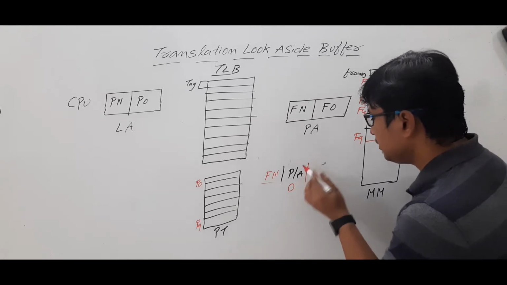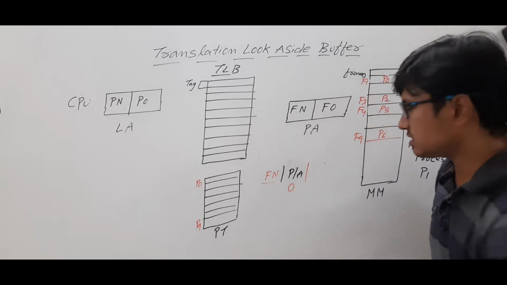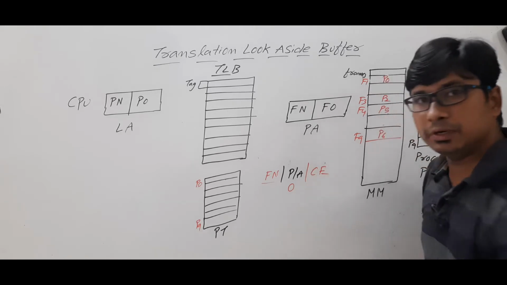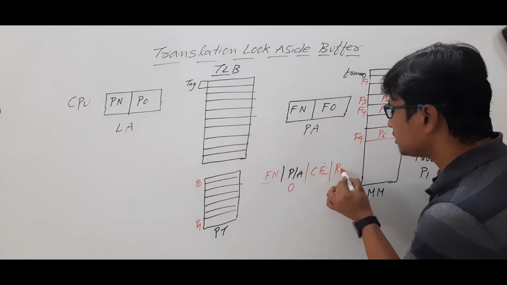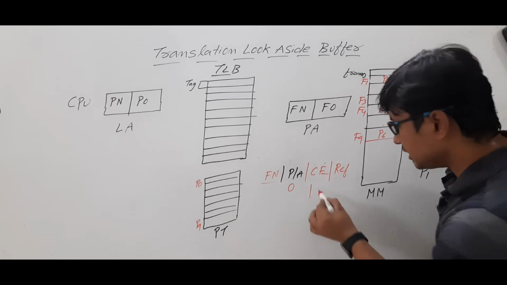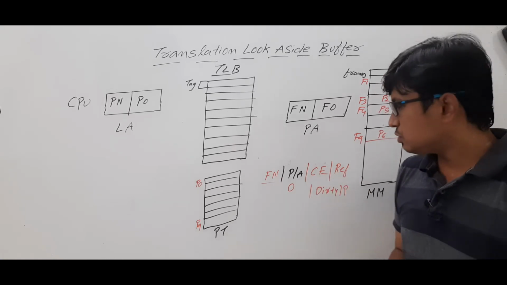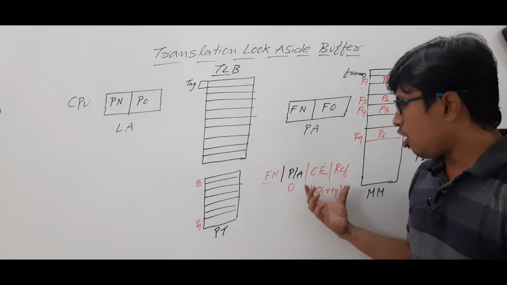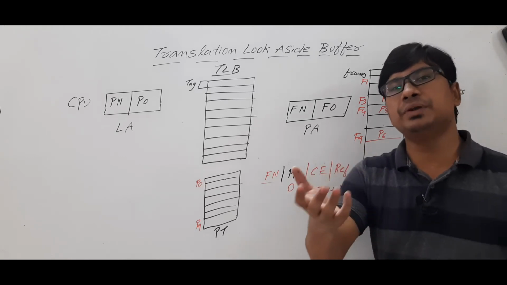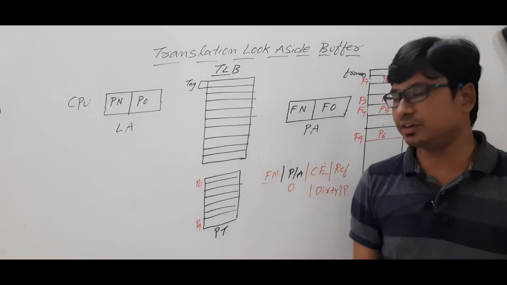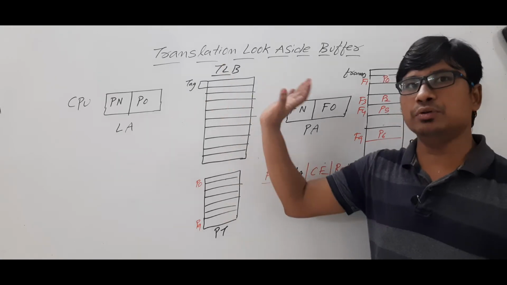Is it clear? Then we will have other information such as the cache enabled or disabled bit. We will have the reference bit, and then the dirty bit, and then the protection bits. Regarding these optional bits, I have discussed the page table structure elsewhere, so you can refer to it. But here we want to discuss the TLB.